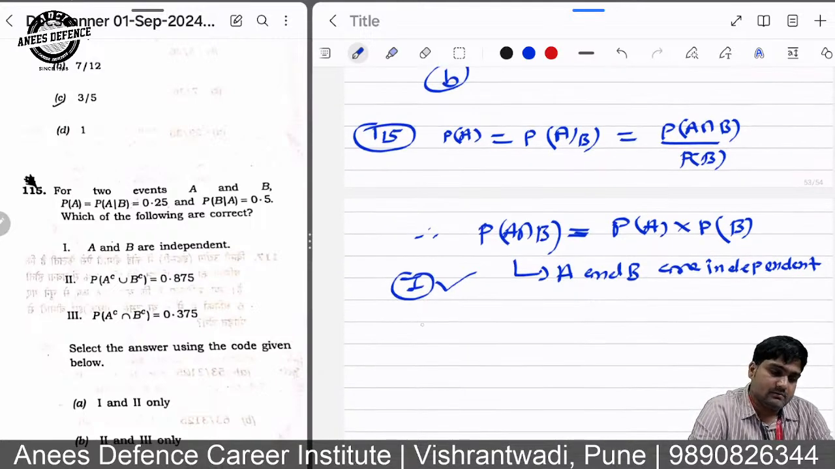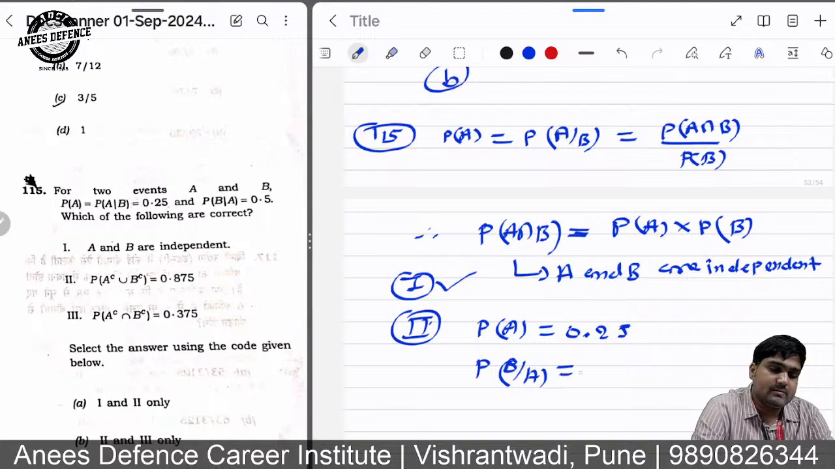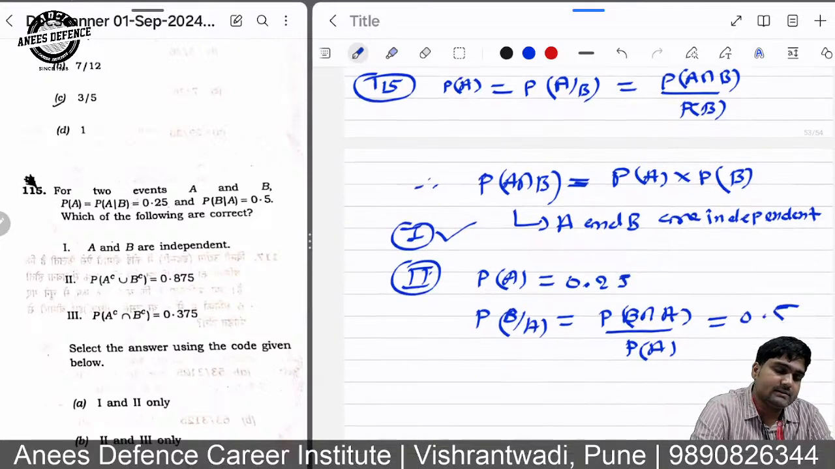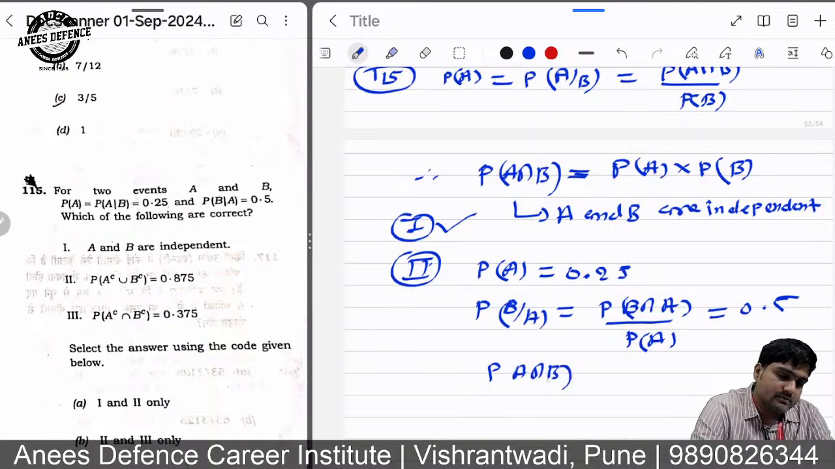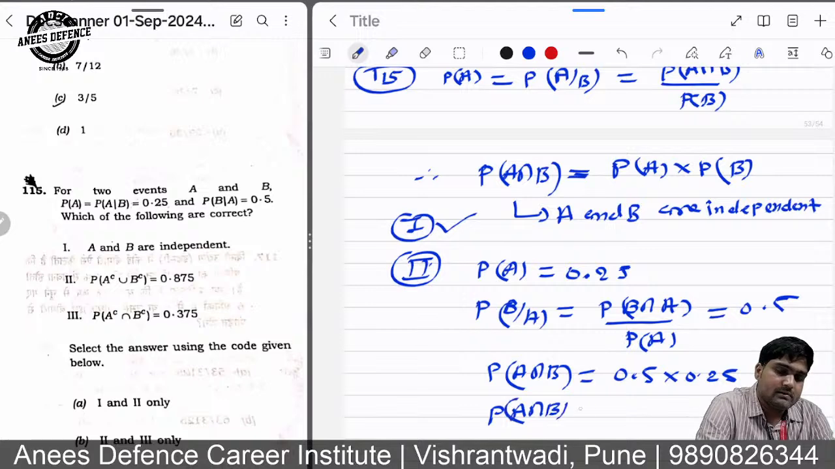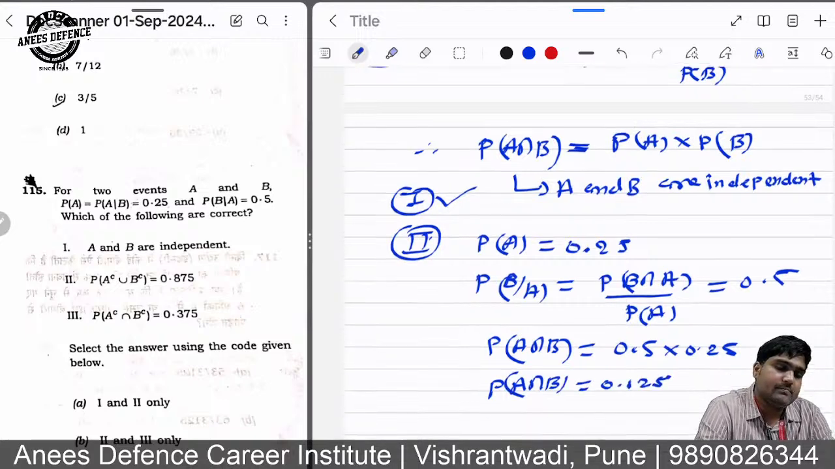For statement 2, first calculate all the values. Probability of A is given 0.25. B given A is probability of B intersection A upon probability of A, equal to 0.5, which is given. So the intersection of A and B is 0.5 into 0.25, which is equal to 0.125.